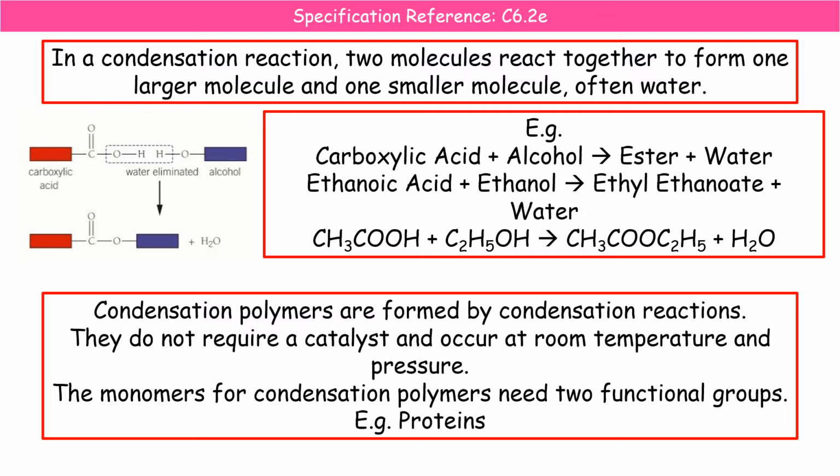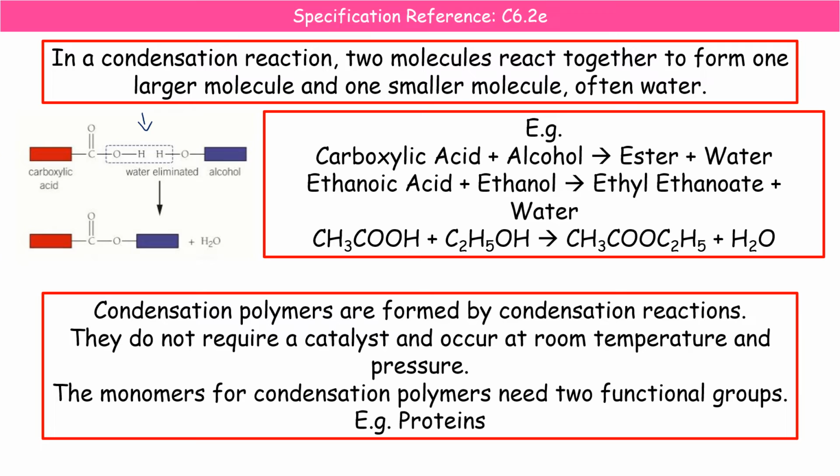The third type of polymer we need to know are the condensation polymers. When we're thinking condensation polymers, this is where two molecules react together to form one larger molecule, or polymer, and a smaller molecule, which is often water, hence condensation, because if we think about what condensation is in our everyday lives, it's the water droplets that form on mirrors and things when you have a hot shower. So we can see a little block diagram for this on the left here.